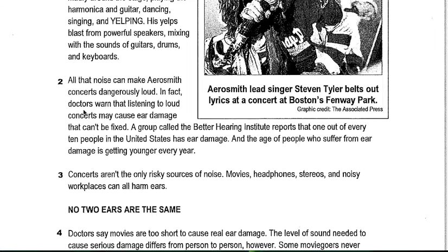In fact, doctors warn that listening to loud concerts may cause ear damage that can't be fixed. A group called the Better Hearing Institute reports that 1 out of every 10 people in the United States have hearing damage, and the age of people who suffer from ear damage is getting younger every year.